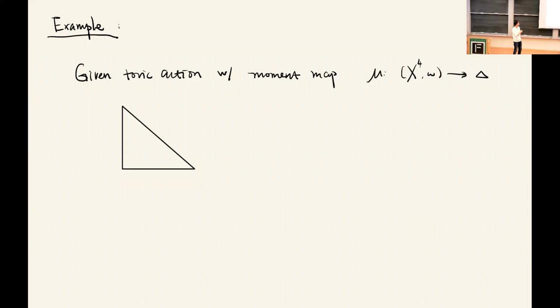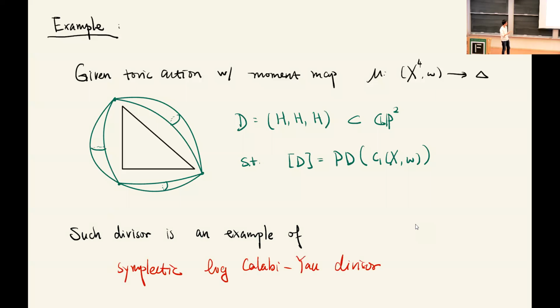If you take the total homology class of this symplectic divisor, it represents the Poincare dual of the first Chern class of CP2. This is a very general phenomenon. If you take any toric action on a symplectic manifold, the pre-image of the total boundary, called the boundary divisor, is going to represent the first Chern class. This is an example of something we call a symplectic log Calabi-Yau divisor.